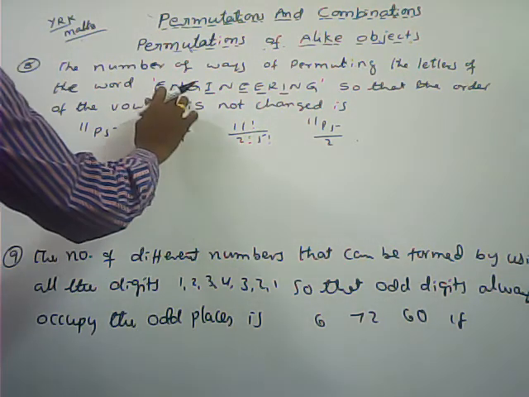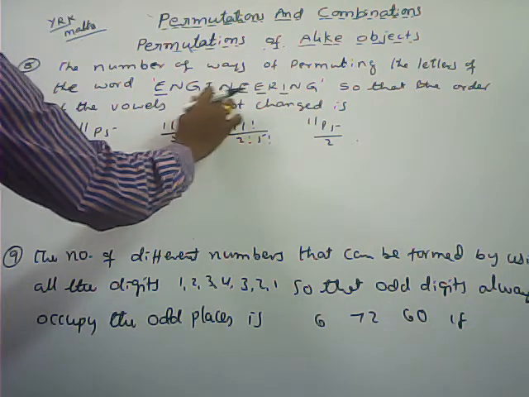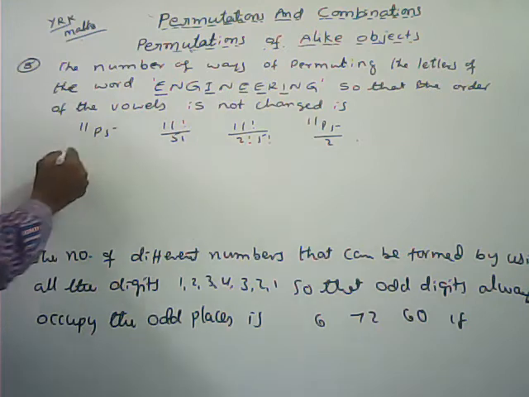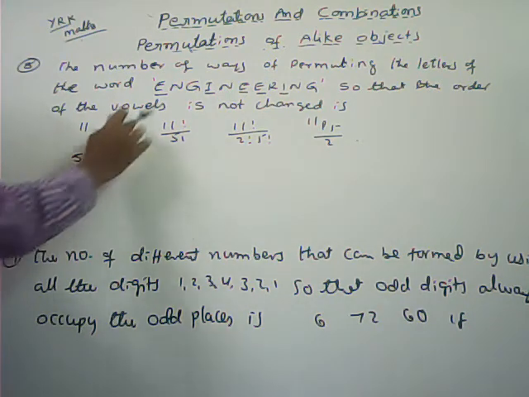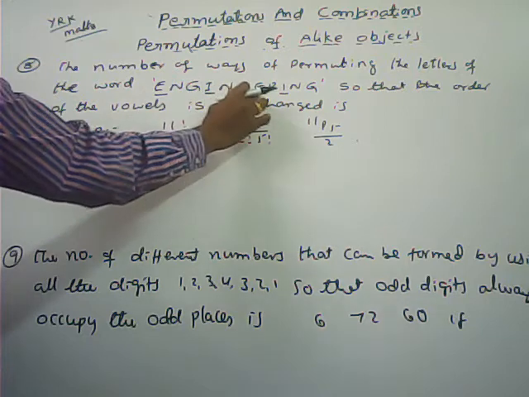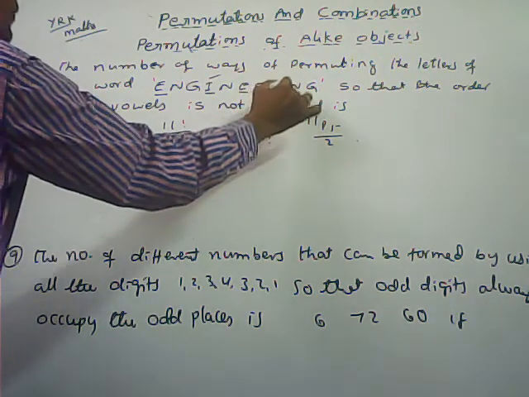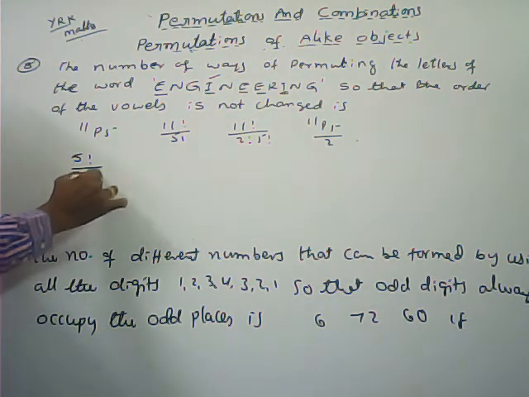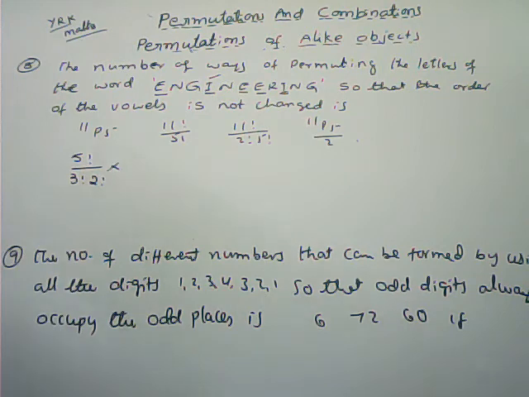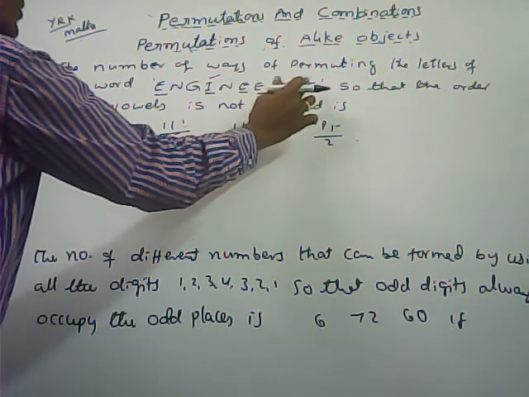So 1, 2, 3, 4, 5. 5 can be arranged among themselves in 5 factorial, upon, out of 5, 3 are alike of one kind and 2 are alike of another kind. 3 factorial into 2 factorial, and what about the consonants? 1, 2, 3, 4, 5.